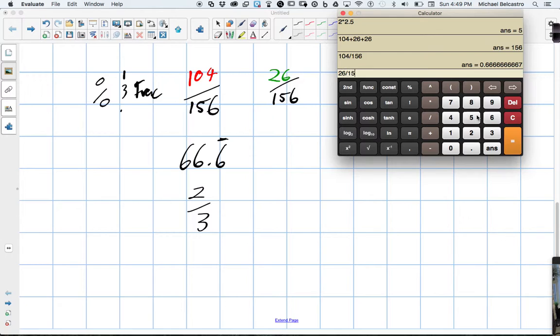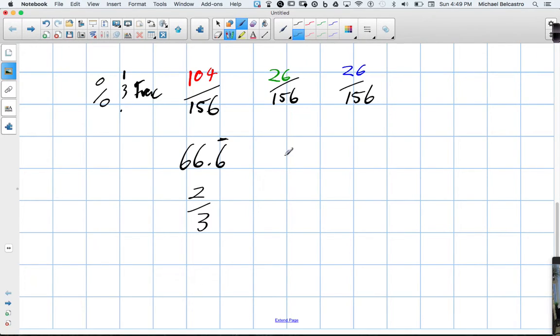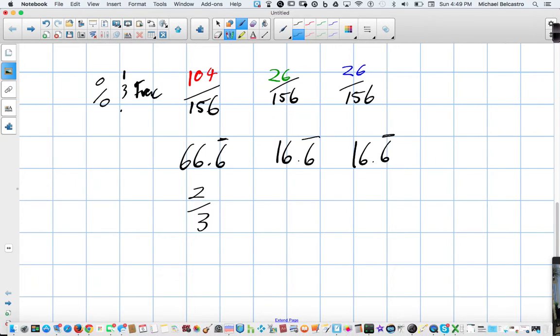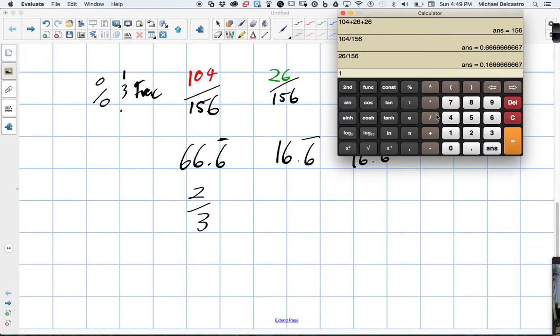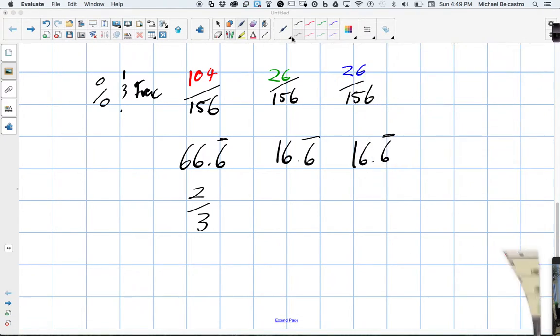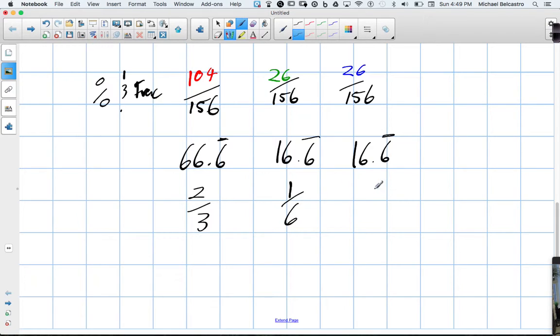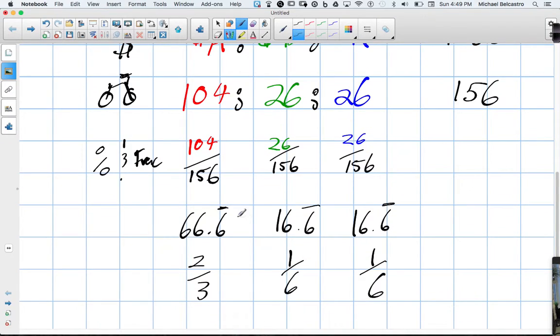So let's find out what the other ones have been split to. 26 divided by 156. This is Beth's. It is 16.6 repeated, and because they are the exact same, Kwan's is also 16.6 repeated. As a fraction, I think this would be a sixth and a sixth, and I'm going to double check. 1 divided by 6. Yeah, that's what it is. So he and she both do 1/6 of the total operation. These are percentages, I should have written that in.